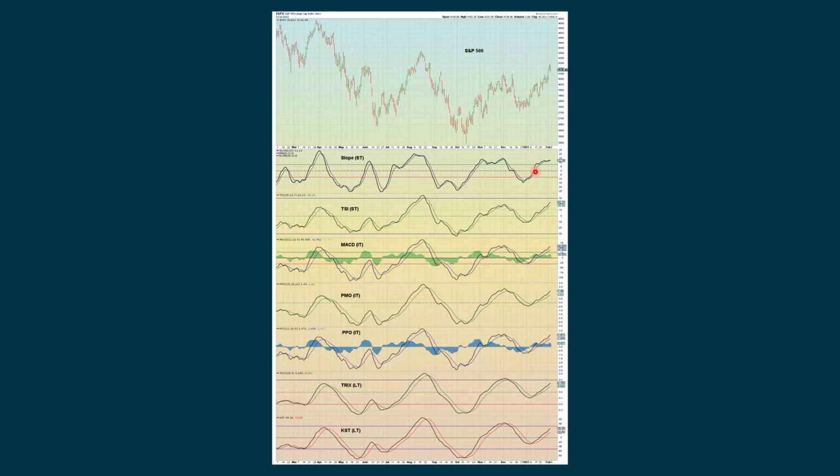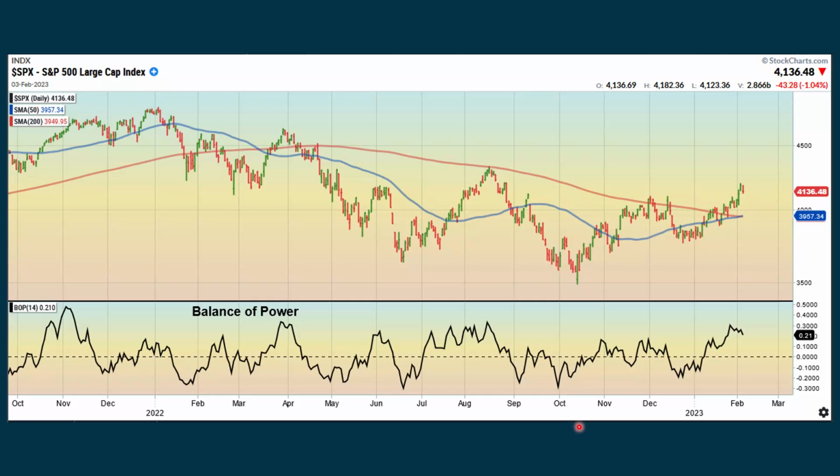The one we've been watching lately is slope, so I've been pulling out a separate chart just for that. But the TSI is also going up. That's another short-term oscillator. In the intermediate term, we look at the MACD, the PMO, and the PPO. Those continue to be positive. Our longer-term oscillators are the TRIX and the KST, and those are also continuing to advance.